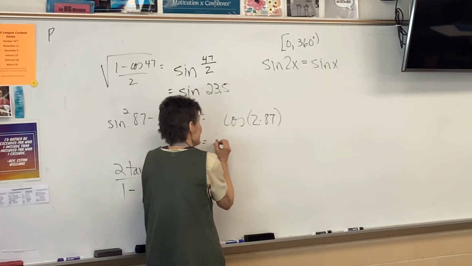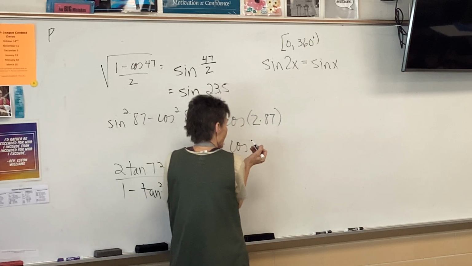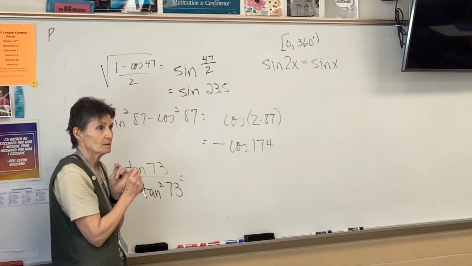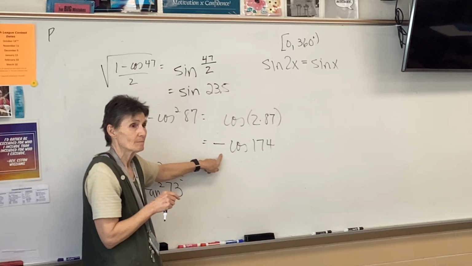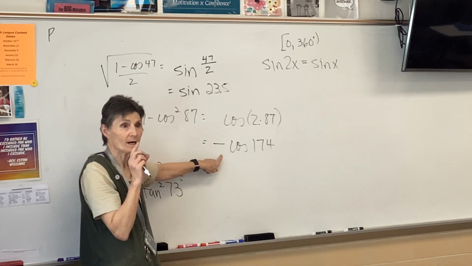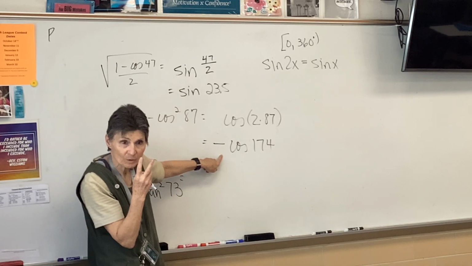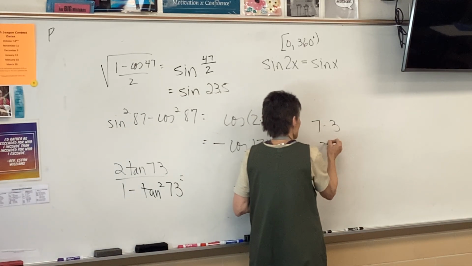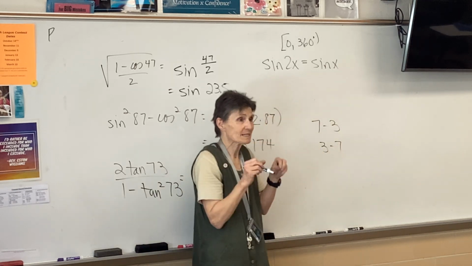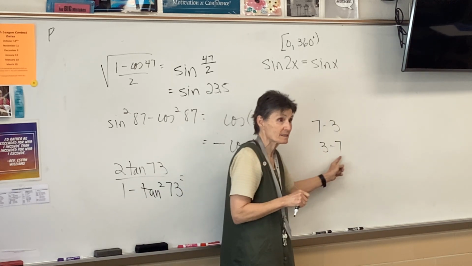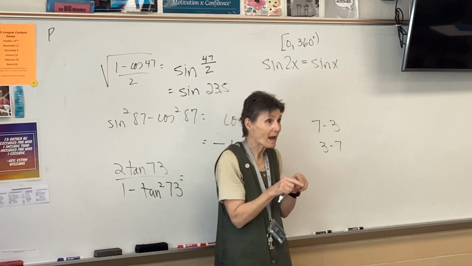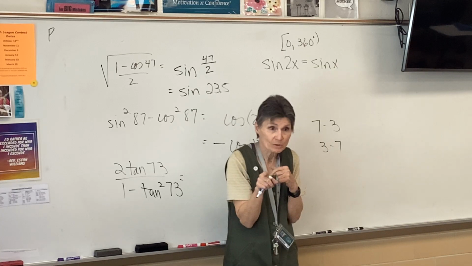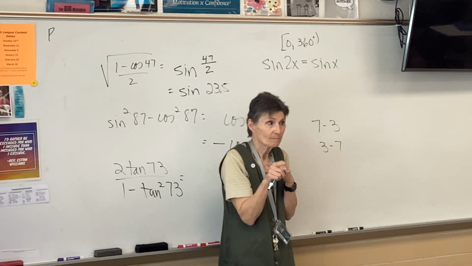So this one is negative cosine 174. 2 times 87. And why is it negative? Because we subtracted in the wrong order. Remember we talked about that. That if you do 7 minus 3 and 3 minus 7, they are the same number, but this one is negative. So when you subtract in the wrong order, it's okay, but your answer is negative. Okay, negative cosine.